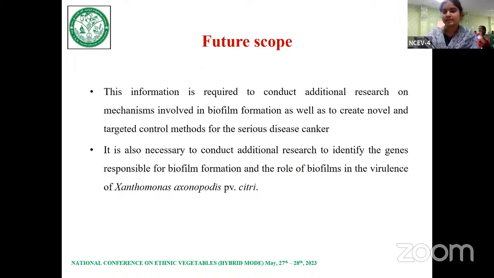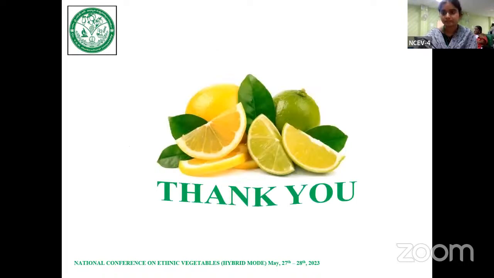This basic study is useful for conducting additional research on the mechanisms involved in in-planta studies, as well as for creating novel techniques to manage the disease, such as novel biocontrol and targeted control methods to control this serious disease like canker. This information is also necessary to identify genes responsible for biofilm formation, as well as the virulent strains associated with biofilm. Thank you, sir.